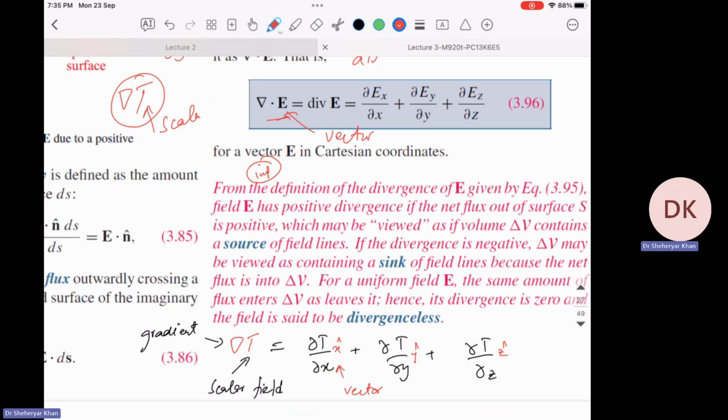Now look at the differences in the divergence. So this is divergence. So this is a vector. Okay. And this is the x component, right? And the final output is scalar. Okay. So these are the key differences you can compare.